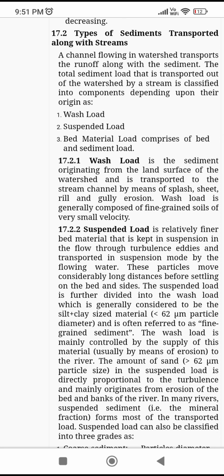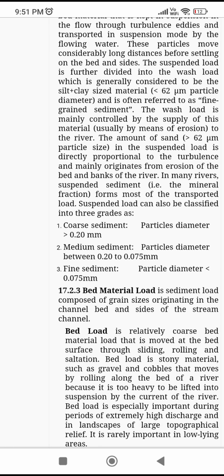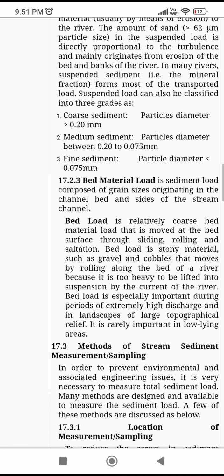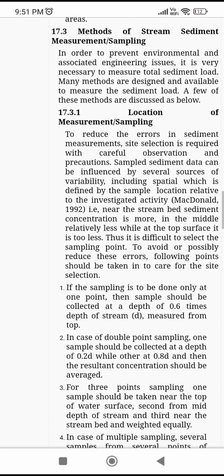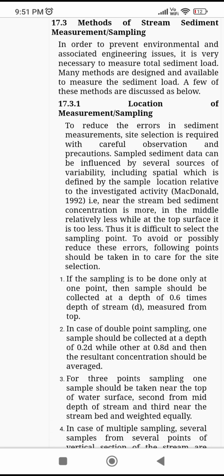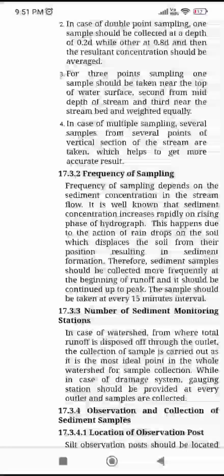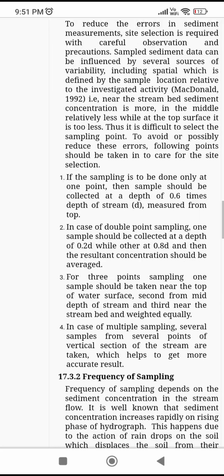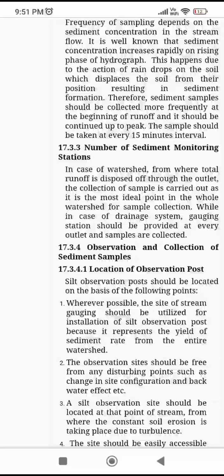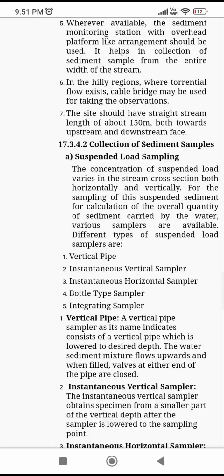So these are types of sediment transported along with stream: wash load, suspended load. In this case you can see the particle size: coarse sediment, medium sediment and fine sediment. Bed load. Then method of stream sediment measurement: sampling. In this case sample collection.